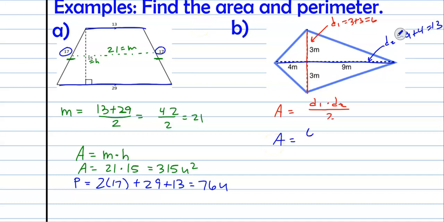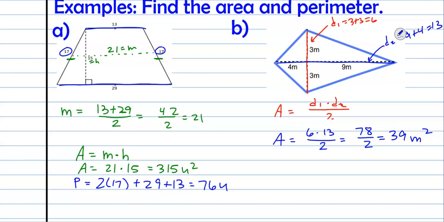Okay, so to get the area here, we're just going to multiply our two diagonals. So 6 times 13. And these are in meters, so we'll add that back in at the end. 6 times 13, divide it in half. 6 times 13 is 78. And 78 divided by 2 is 39. And we have to remember, again, that it's meters, and we're talking area, so meters squared. Okay, so area on that one's the easy part.